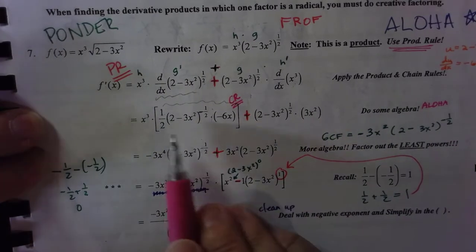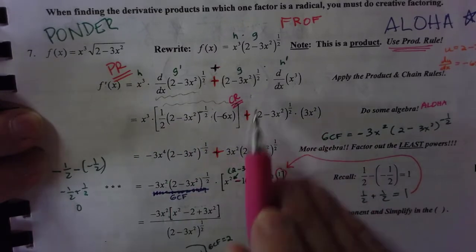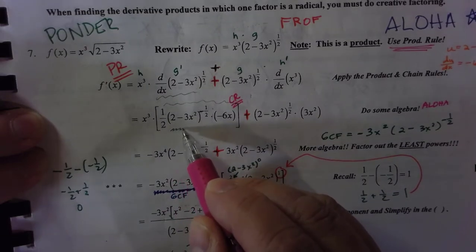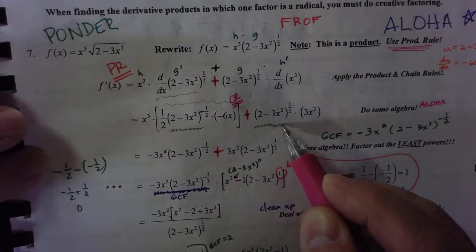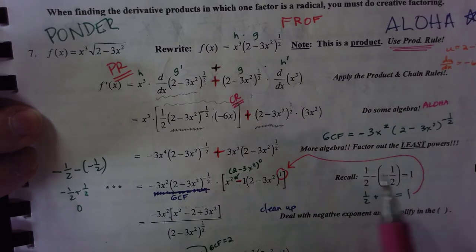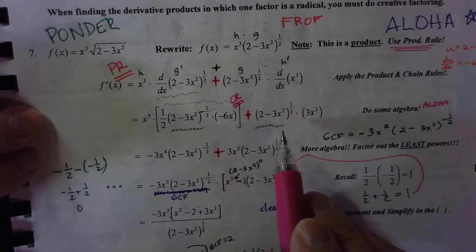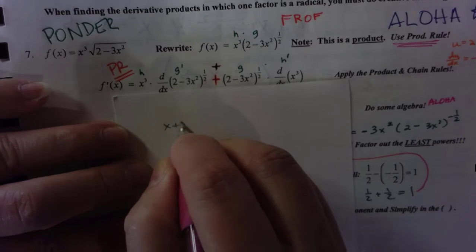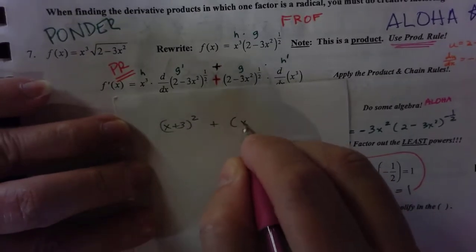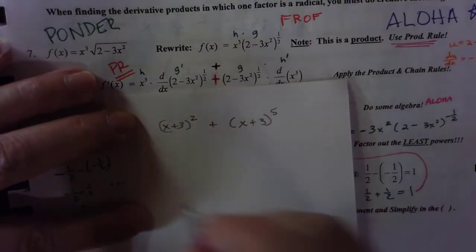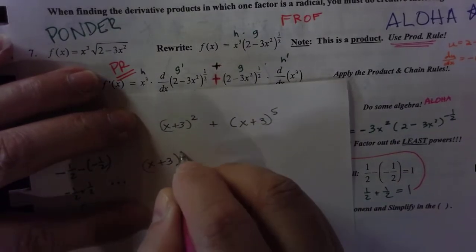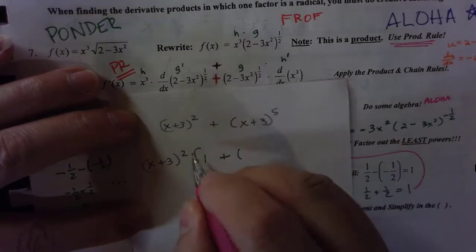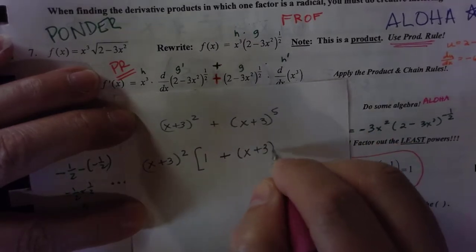Now, this is where this gets tricky. Notice that in both terms, this one and this one, we have the factor of 2 minus 3x squared to a power. When you learned how to factor long ago, you knew that when you had a factor in two terms, you took out the smaller exponent. In other words, if you had (x plus 3) quantity squared plus (x plus 3) to the 5th, you would take out (x plus 3) quantity squared, and that would leave 1 here, and subtract 2 from this, and that would leave (x plus 3) to the 3rd.